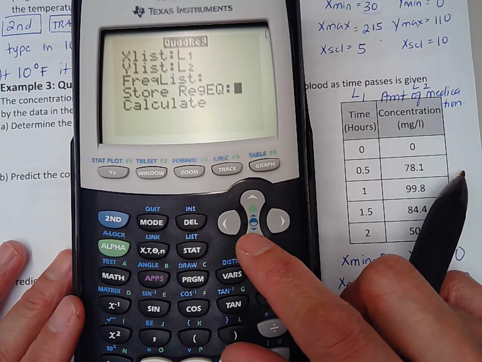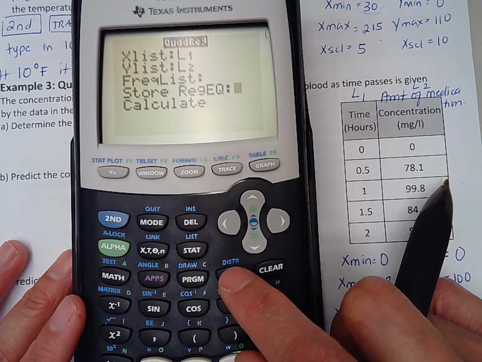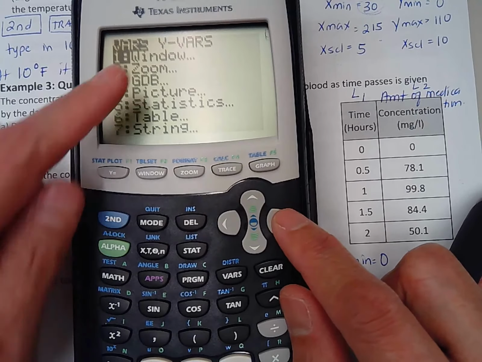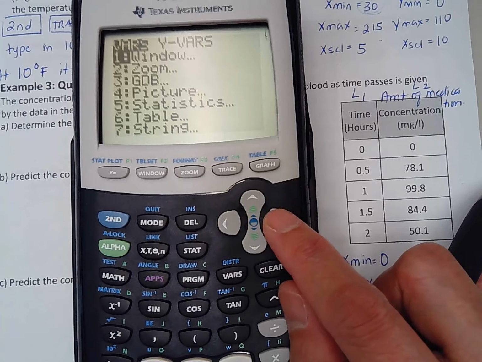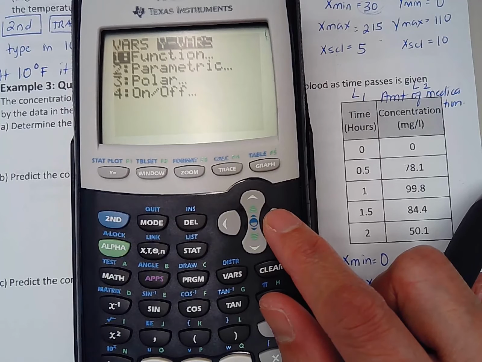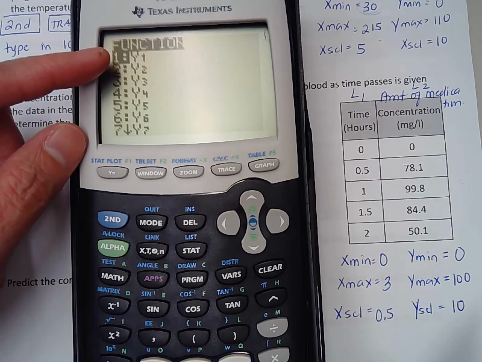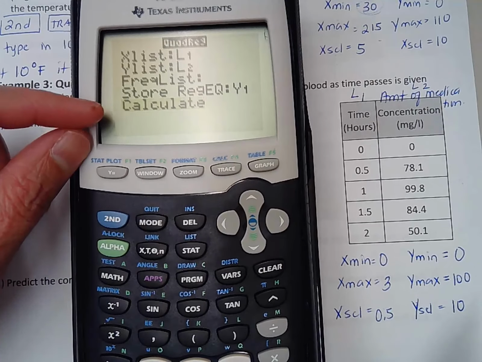Okay. Store regression equation. What are we going to do? Vars, and then go to Y Vars. How do you go to Y Vars? Go to the right arrow key, right? And then we want to just press 1 for function. So press enter. This is where you enter like 4 times. 1. We're going to paste it on Y1. Press enter and then enter again.